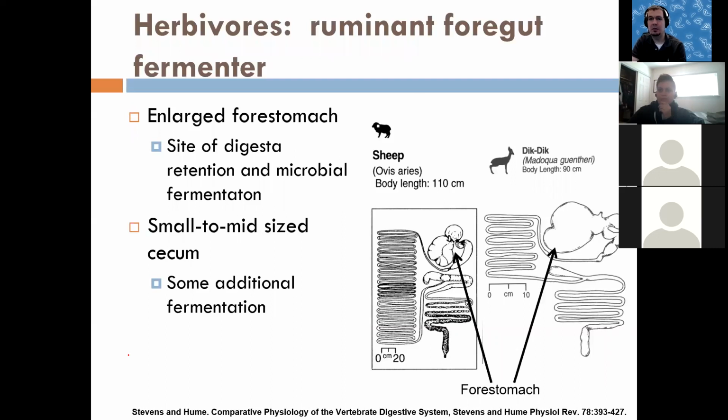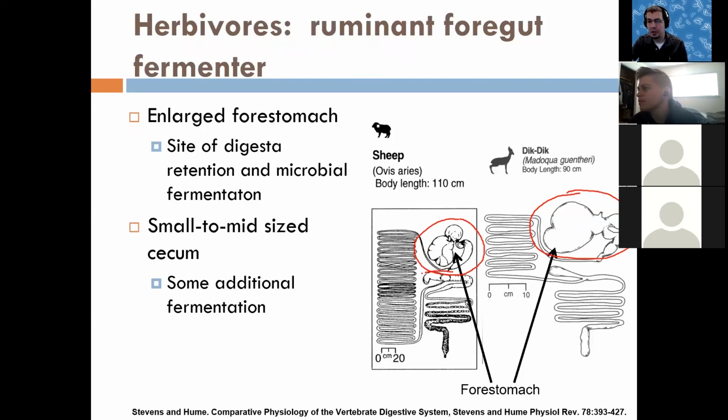Okay, so let's begin with the familiar example, the ruminant foregut fermenters. They have an enlarged forestomach. So here's the sheep again, and here is an antelope. And we can see the rumen, or the forestomach in general, is large in each of these. This enlarged forestomach, we know, is the site of digesta retention and microbial fermentation. And that's where most of the diet is fermented.